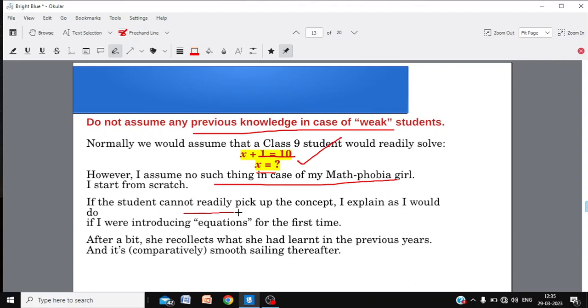You have to pick up the concept from the beginning. Always concept from the beginning. You have to start at the basic scratch, the so-called scratch we call it. Start from scratch. Then she recollects what she had learned in the previous years. Otherwise, if you say you should know, that "should" is a meaningless word.